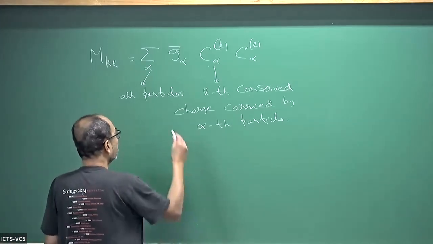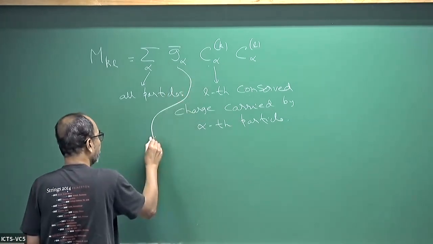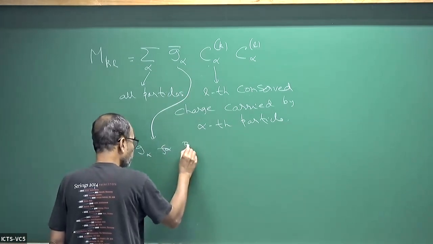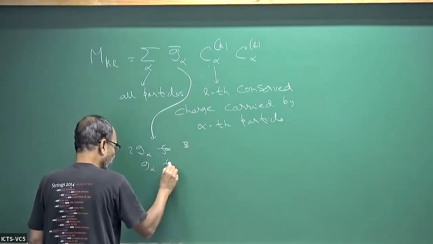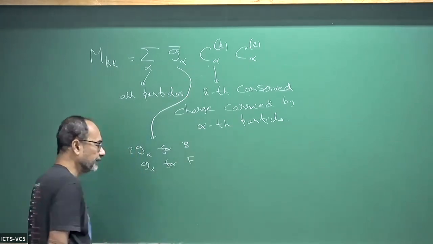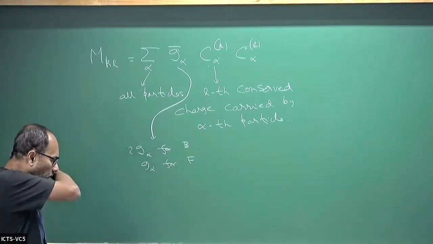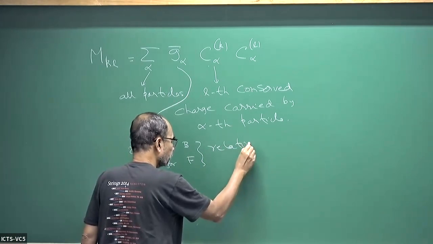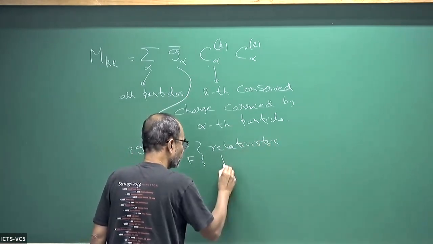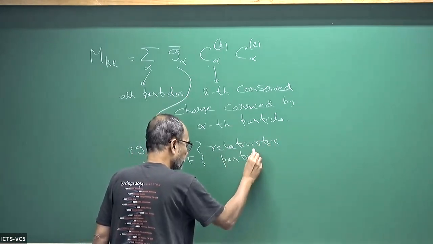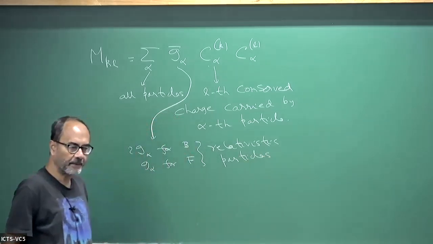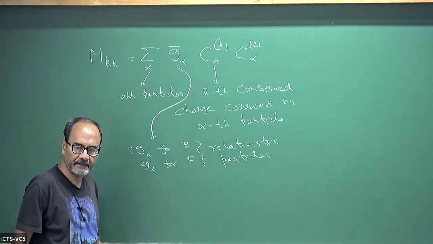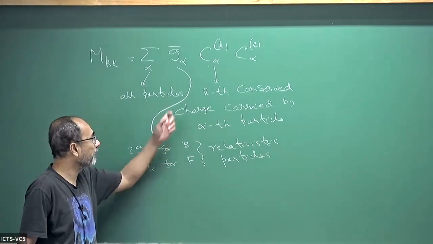And this G bar alpha we define as 2 G alpha for bosons and G alpha for fermions. This is just the degeneracy of states. These are for the relativistic case, where we set the mass to 0. But in general there may be a more complicated formula, and whatever you get from the integral is what we will define as G bar alpha.